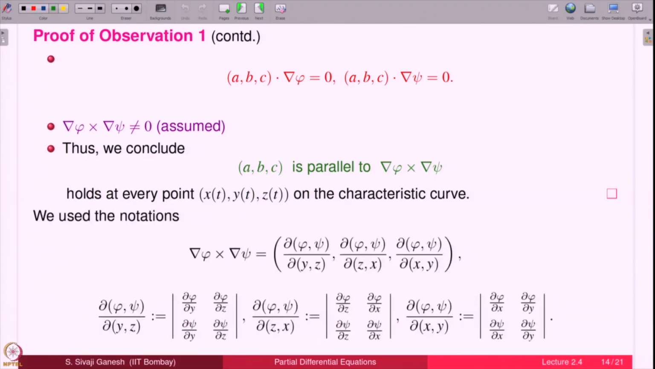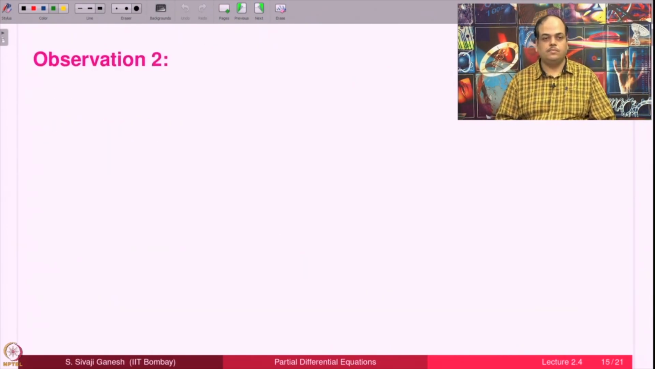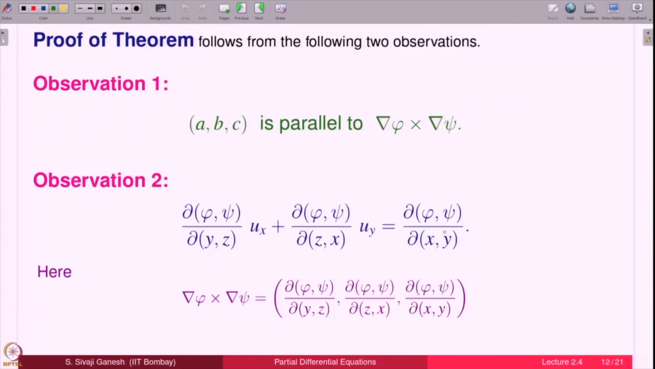So, these are the notations we have used. This stands for this particular determinant. This is the Jacobian of phi, psi with respect to the variables y, z and so on. Observation 2. What is observation 2? Observation 2 is that such an equation is satisfied. This equation is satisfied.